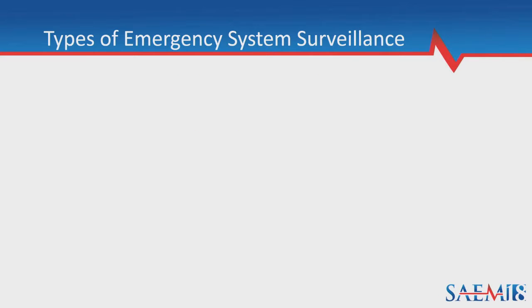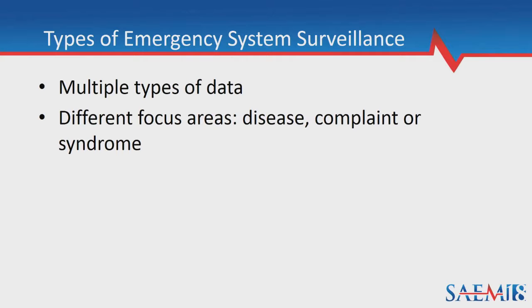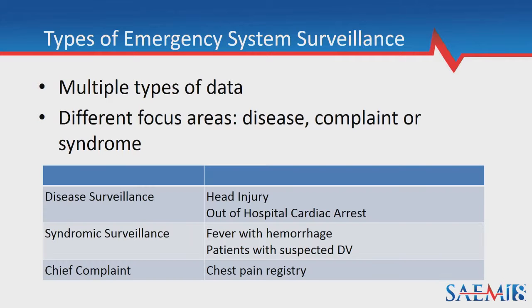Also, we looked at types of emergency surveillance. For example, you could look at disease surveillance, such as head injury, cardiac arrest. Often we look at syndromic surveillance, so fever with hemorrhage, for example, or a patient with suspected domestic violence with a set of signs or symptoms, or chief complaint-based surveillance. So that makes the whole discussion of surveillance quite interesting and complex, and that needs to be captured. We're going to discuss that as part of our paper.